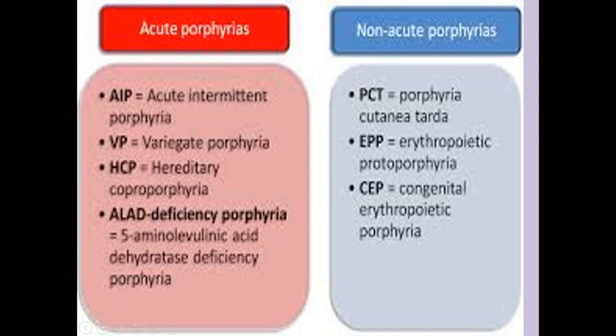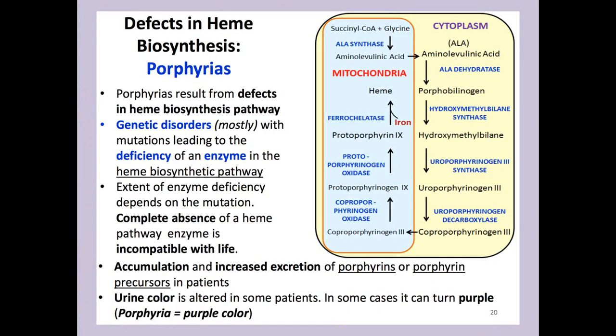Acute porphyrias are acute intermittent porphyria, variegate porphyria, hereditary coproporphyria, and delta aminolevulinic acid dehydratase deficiency porphyria. Non-acute porphyrias are porphyria cutanea tarda, erythropoietic protoporphyria, and congenital erythropoietic porphyria. Porphyrias result from defects in the heme biosynthesis pathway.